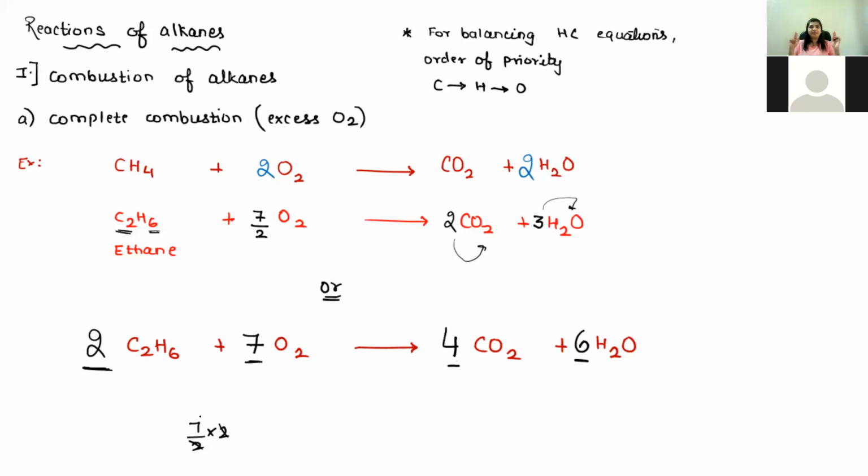Remember, in complete combustion, the oxygen used is in excess, and that's why the products formed are carbon dioxide and water. It's water vapor actually, because it's a highly exothermic reaction and lots and lots of heat energy is given out. So remember, any hydrocarbon, whether it is a 10-carbon hydrocarbon, octane, nonane, anything, the products will always be carbon dioxide and water vapor for complete combustion.